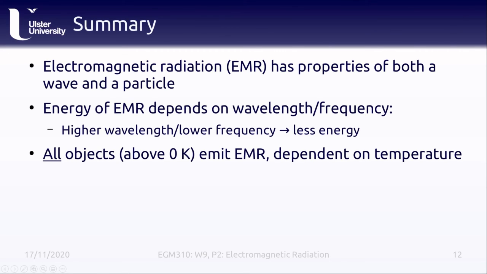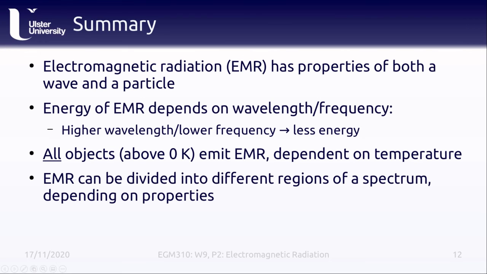All objects with a temperature over absolute zero emit electromagnetic radiation, the amount of which and color of which depends on the temperature. Finally, we can think of electromagnetic radiation as existing on a spectrum of wavelengths or frequencies and divide these up depending on their properties.